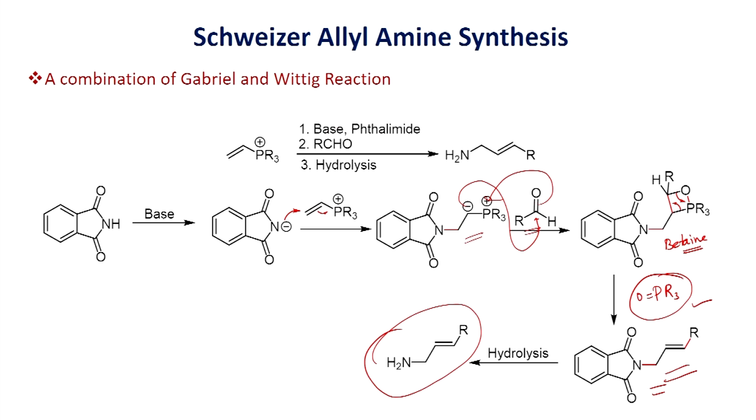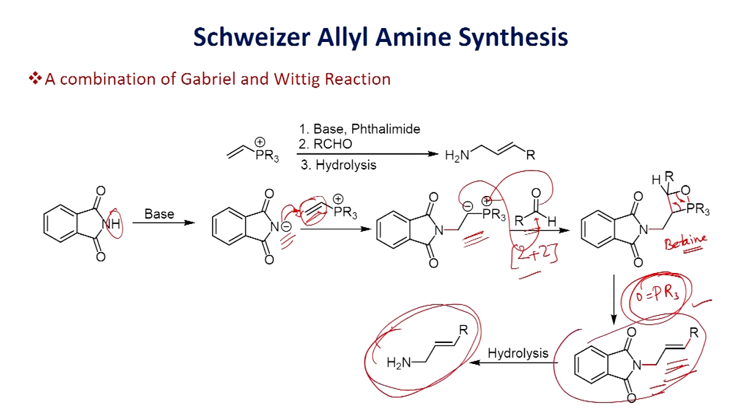First, the base deprotonates this acidic proton, and you will be able to generate this anion. Once you generate the anion, it is a nucleophile and undergoes addition with this double bond, which acts as an electrophile, to give this phosphonium ylide. Once you form the ylide, it undergoes 2+2 cycloaddition to give this betaine. That betaine can convert into this allyl derivative. And once we have this one, when you do the hydrolysis, you will be able to generate allyl amine as the product. If you look at this reaction, it involves the combination of Gabriel and Wittig reactions.